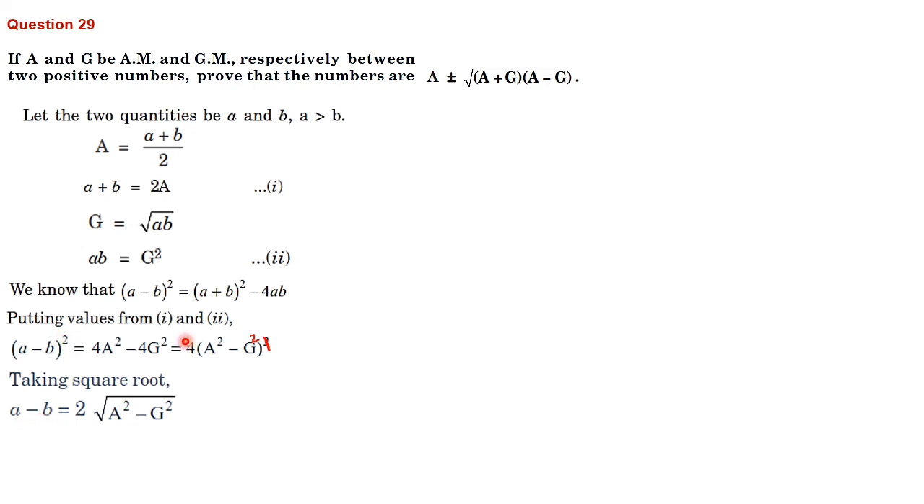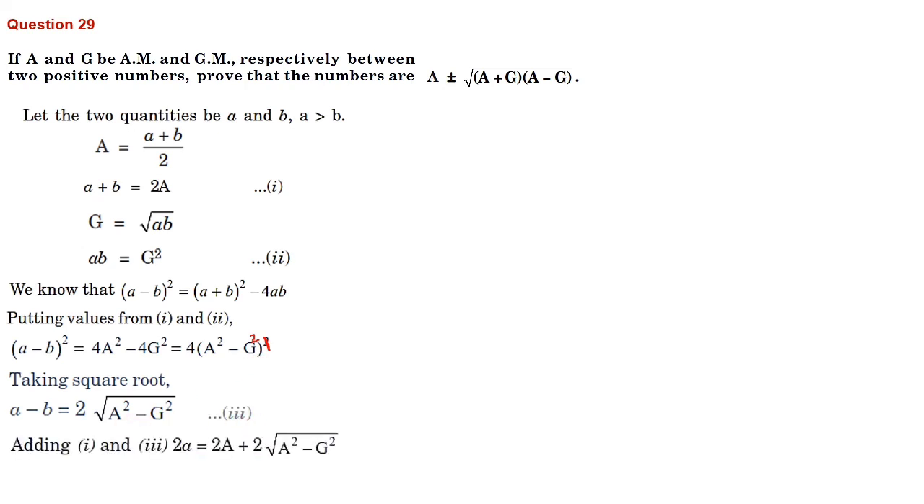Square root of 4 is 2 into, here there are no common squares, so the entire term will be under the square root, so square root of a square minus b square. Once again, the square root of (a minus b) the whole square is a minus b, the square root of 4 is 2, and the square root of a square minus b square stays as it is. That is equation number 3.